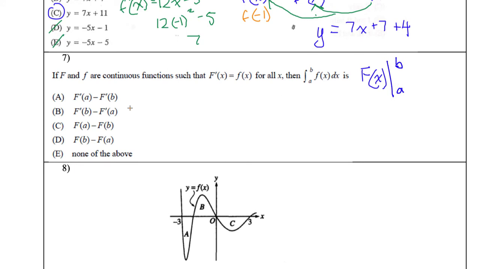When I do that, that is now going to become capital F. I'm going to plug in b first, so F of b, minus when I plug in a, so minus capital F of a. And where is that answer? It looks like it's C. No, D. There we go.